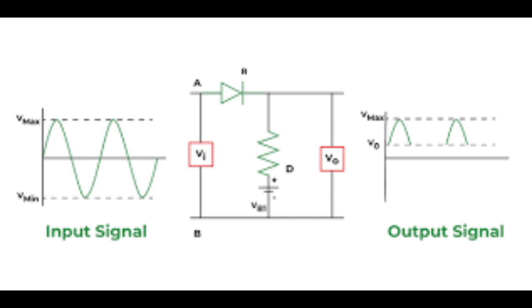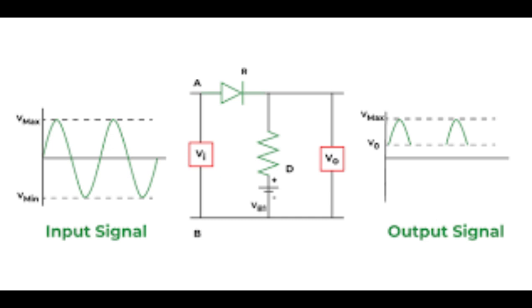When the input voltage is below the level required to forward bias the diode, the diode is reverse biased and acts like an open circuit. In this state, the input signal typically passes to the output without being significantly affected.